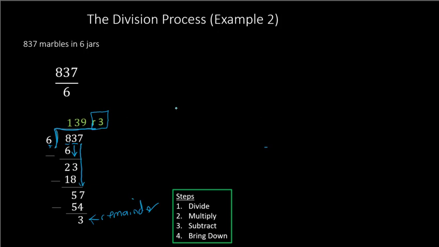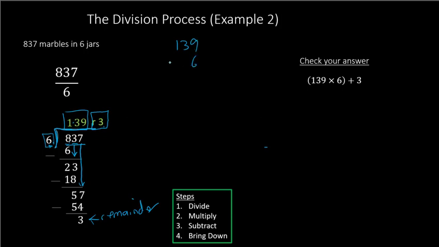Now again, we can double check our solution if we wanted to. The way to double check is we take your answer, 139, multiply it by the divisor, the 6, 139 times 6, and then add the remainder of 3. If you do 139 times 6 plus 3, we should get back out 837. Let's take a moment and double check.